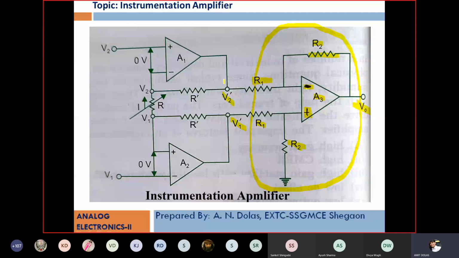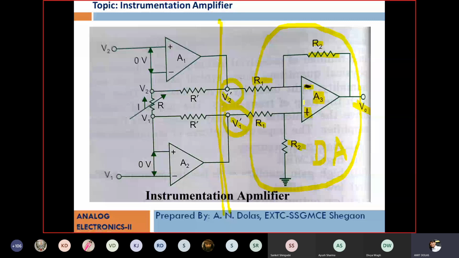V2 dash). I am talking only about the right hand side of this line which I have drawn here on the PPT, which is the differential amplifier stage, which will provide you gain on the difference of the inputs. For the particular amplifier A3, we have inputs V2 dash and V1 dash. So I am taking into consideration V1 dash and V2 dash only.